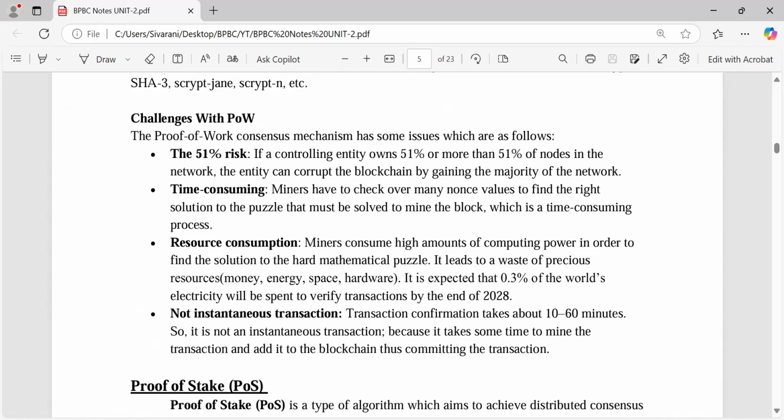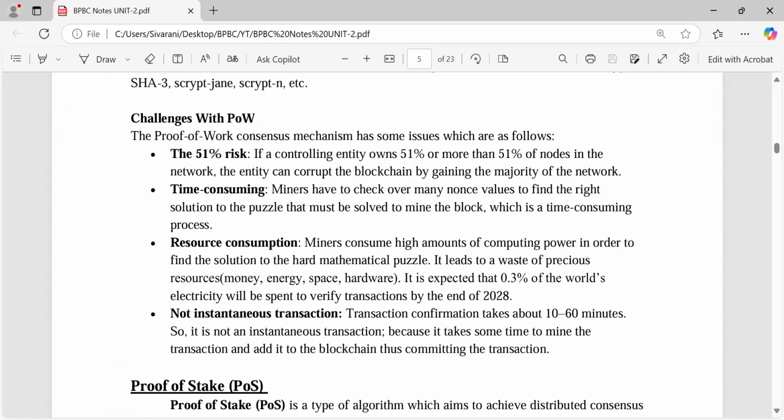And it is time consuming. Miners have to check many nonce values to find the right solution to the puzzle that must be solved to mine the block. So it is a time consuming process. And resources are required for mining or solving the hard mathematical puzzle. It is a waste of precious resources like money, energy, space, and hardware.